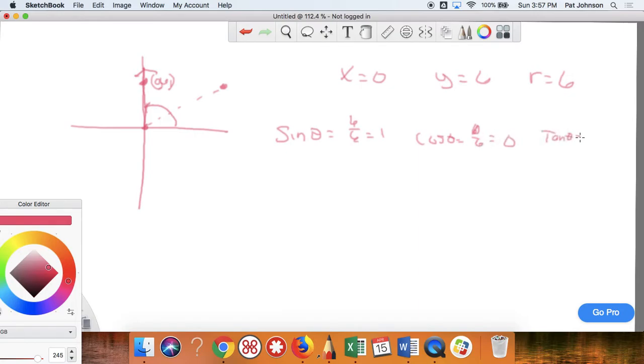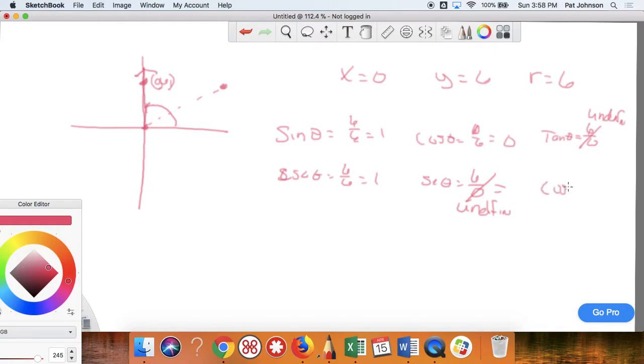Tangent of theta is going to be y over x, 6 over 0. Whoops, that's undefined. Remember, we can't have 0 in the denominator. So then let's do the reciprocal functions. So cosecant of theta is going to be 6 over 6, or 1. And secant of theta is going to be 6 over 0. Whoopsie, that is undefined. So secant of theta and tangent of theta are undefined.